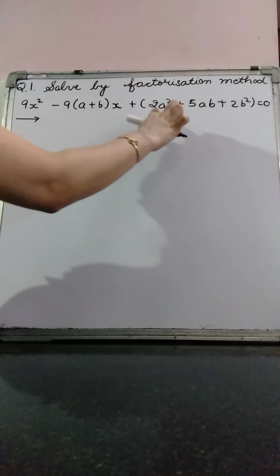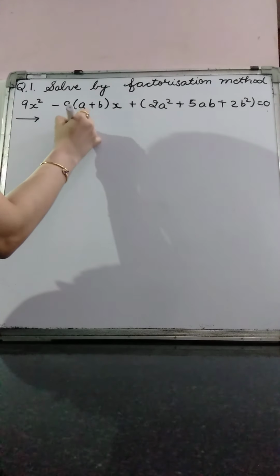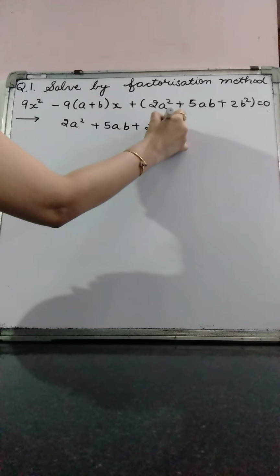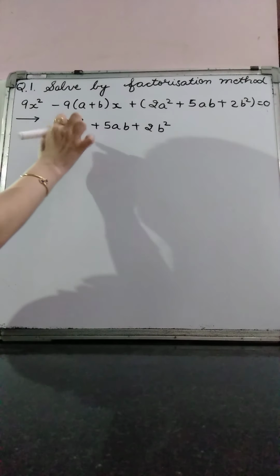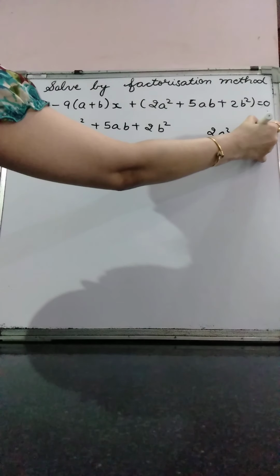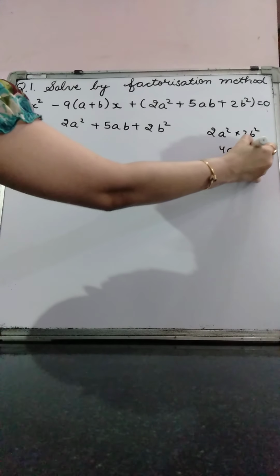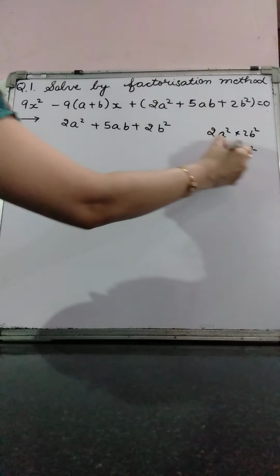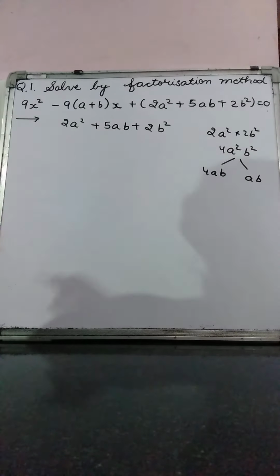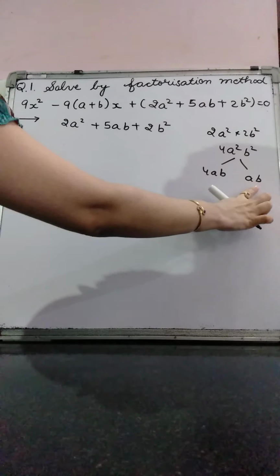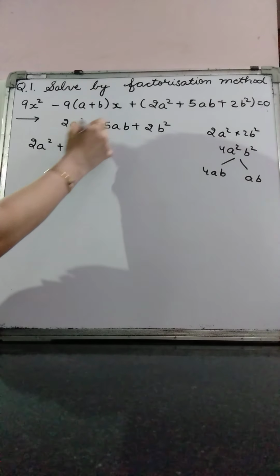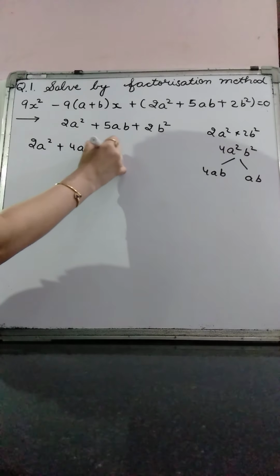First of all, the trick is take this constant term and factorize it. Make factors multiply 2a square into 2b square, that is 4a square and b square. Break it: 4ab and ab. The factors are 4ab plus ab, that is 5ab. Convert 5ab into 4ab plus ab.